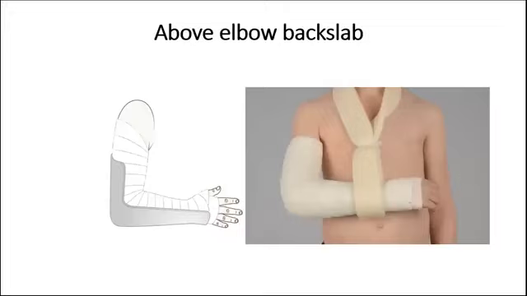An example of an above elbow posterior slab, a very commonly used slab in distal humerus and injuries around the joint. You can also use it for temporary support of shaft radius and ulna. But the critical point here is it has to start from the distal palmar crease, the elbow to be in 90 degrees, the arm in neutral to pronation, and proximally to a point below the margin of the deltoid muscle.